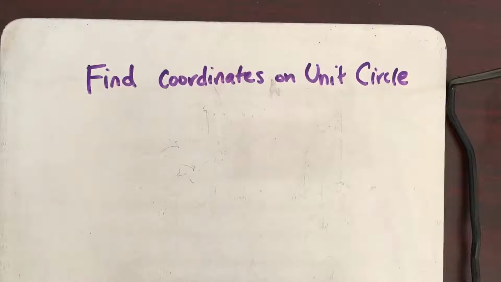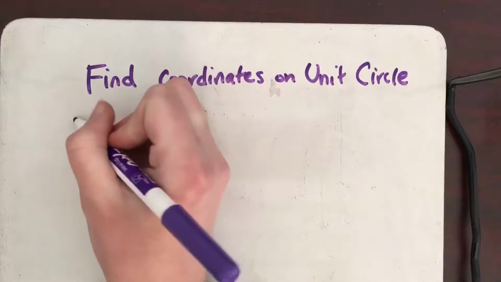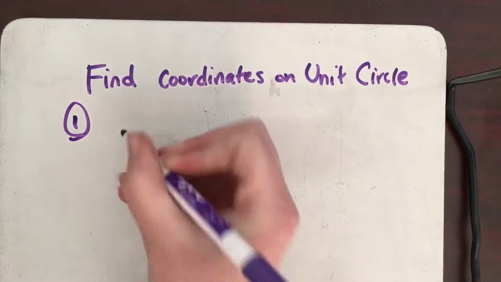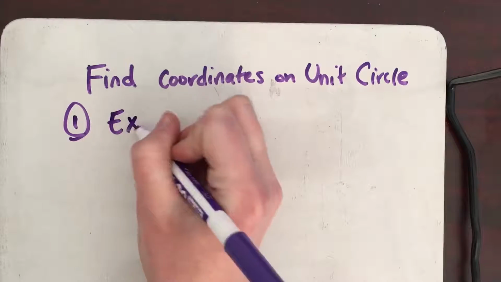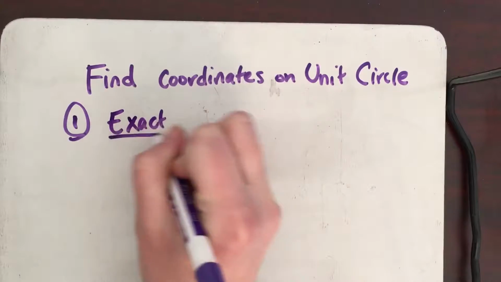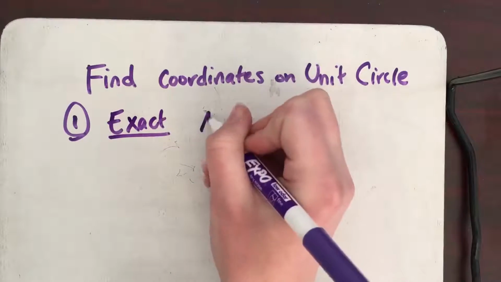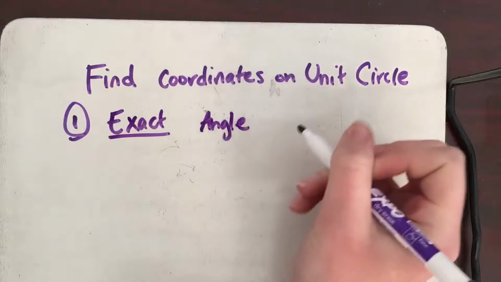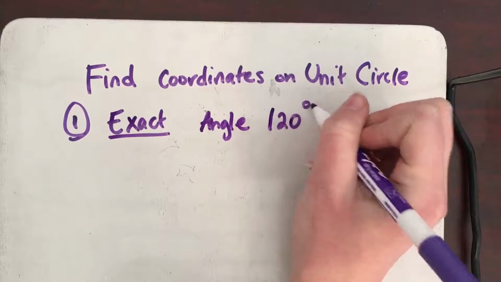All right, I wanted to help explain how to find different types of coordinates with a point on the unit circle. So there's a few different ways that this could be asked. The first way I'll talk about is if we want to find the exact coordinates and we're given an angle. So say our angle is 120 degrees.